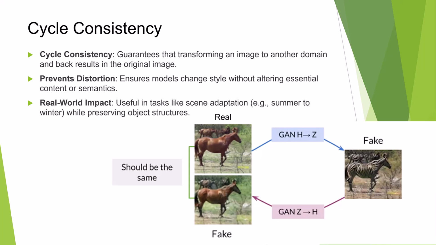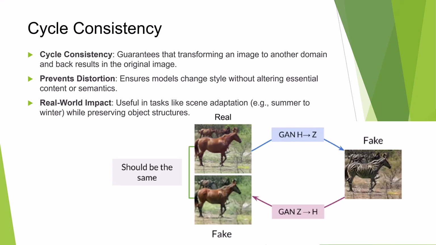In this example, you can see two generative adversarial networks working together. The first GAN, H to Z, transforms an image of a horse into a zebra. The second GAN, Z to H, then converts the zebra image back into a horse. The principle of cycle consistency ensures that after this two-step process, the final output remains faithful to the original horse image.